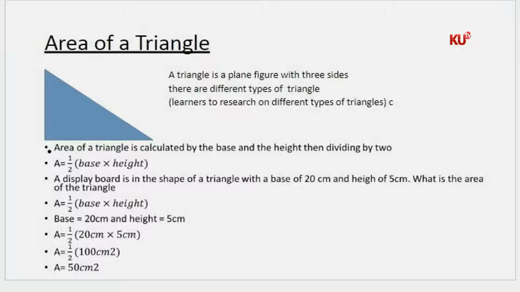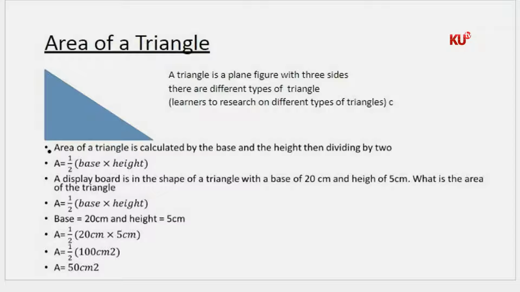As you can see on your screen, area of a triangle is calculated by finding the base, multiplying the base and height, then divide by 2. That is a half times base times height. Then there is a question there for us. A display board is in the shape of a triangle with a base of 20 centimeter and a height of 5 centimeter. What is the area of the triangle?